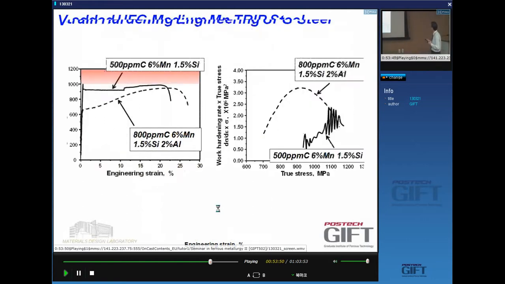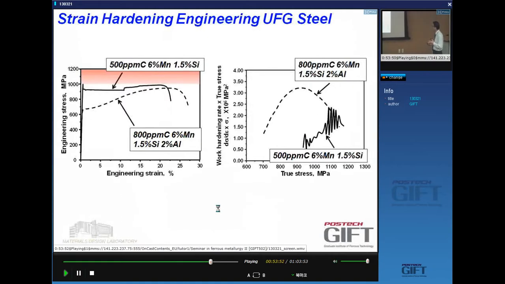The nice thing about this is that instead of having these very flat stress-strain curves, we now have smooth stress-strain curves. And this parabola here is the strain hardening curve that you get when you multiply the strain hardening rate times the stress, and you plot this versus the true stress. If you have a parabolic function that comes out, that tells you this material will have a perfect press-forming behavior.